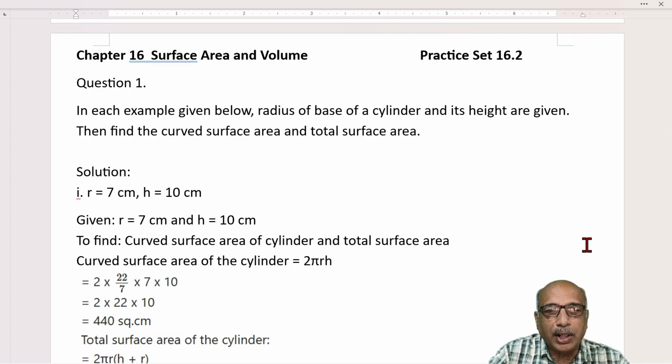We are going to start with practice set 16.2. First question: in each example given below, the radius of the base of a cylinder and its height are given. Then find the curved surface area and total surface area.